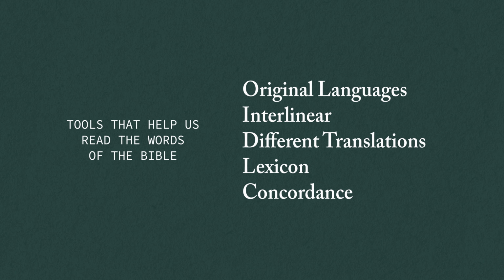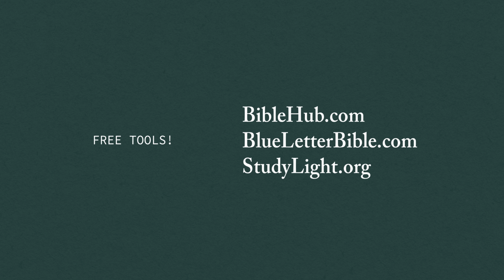All 5 of these tools, the original texts, the interlinear, the translations, the lexiconal dictionary, and the concordance are available to you for free on multiple websites such as BibleHub.com, BlueLetterBible.com, or StudyLight.org. And of course, you have to get familiar with how to navigate those on different platforms. I personally utilize all of these.